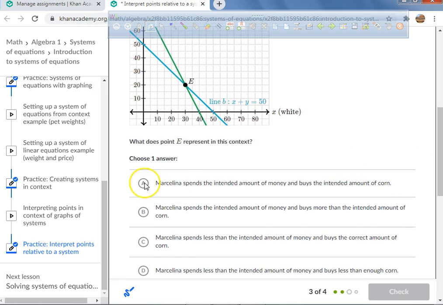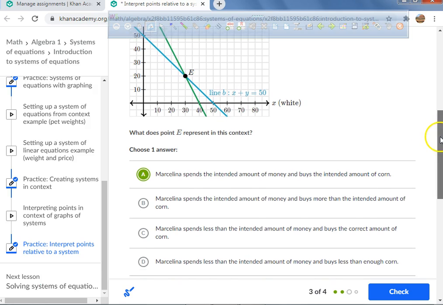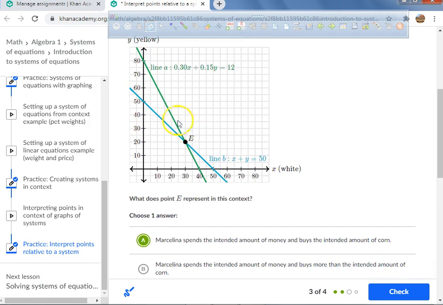It's going to be A, or, well, no, this one says it spends less. So we got what? It spends the intended amount of money and she buys the intended amount of corn. Because where did we want to buy the corn? Right here at 50. Now, where would it be if I put the point E right there? This would be the intended amount of money.